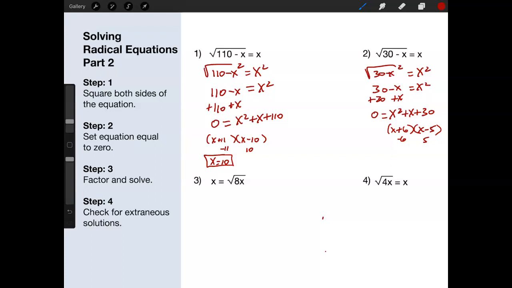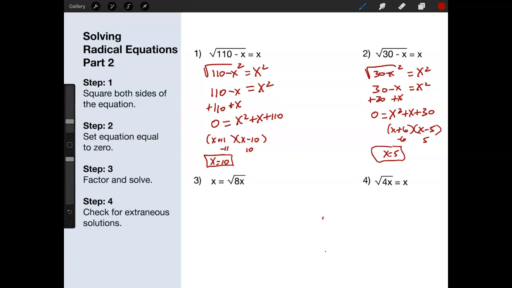When we substitute back into the equation, we have 30 minus 5, which is 25. The square root of 25 is in fact 5, so x equals 5. 30 minus negative 6 is 36. The square root of 36 is positive 6, not negative 6, so the negative 6 would be an extraneous solution. The solution here is 5.